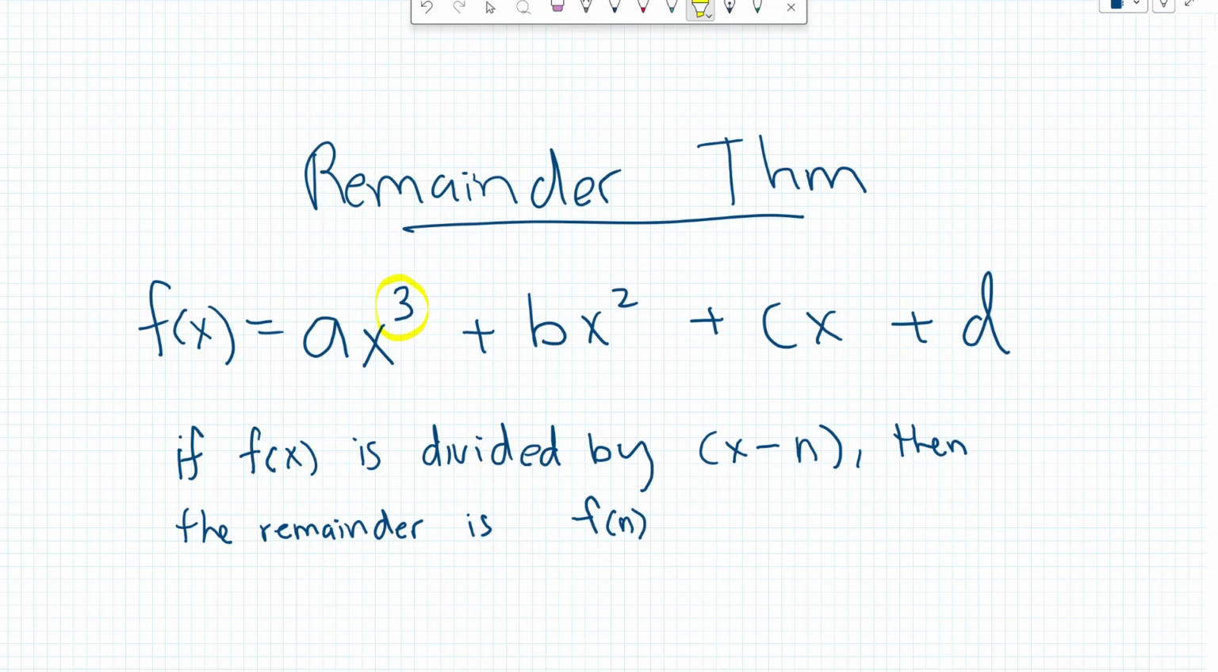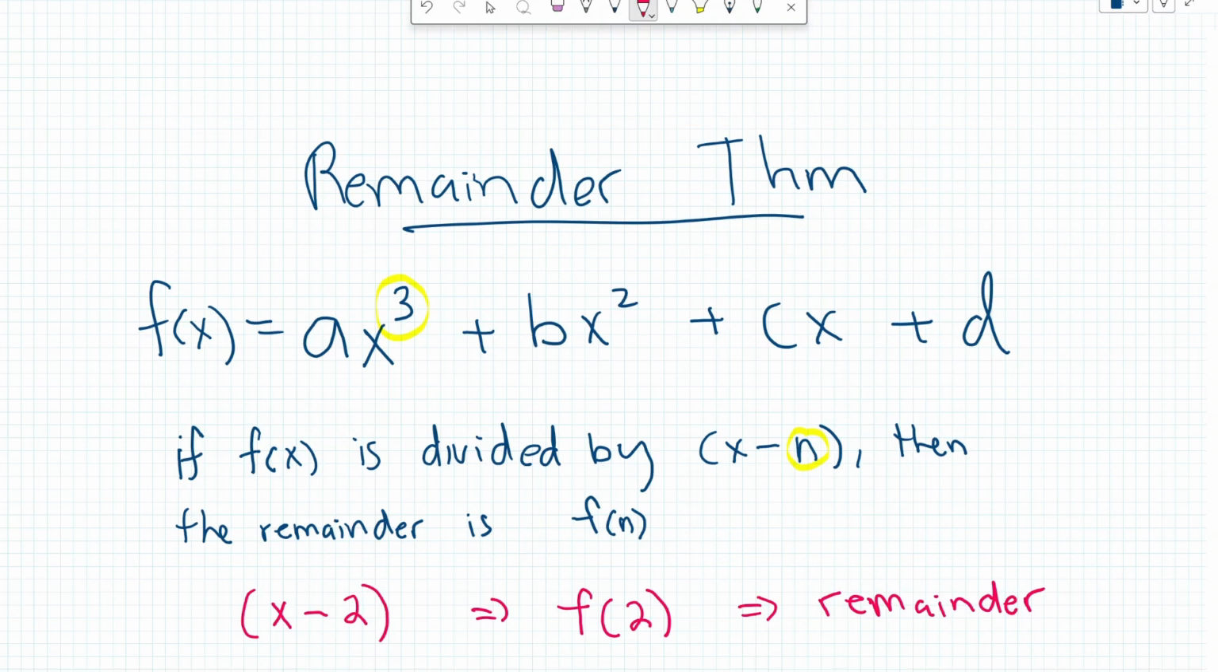It tells us that if f of x, our polynomial, is divided by x minus n, then the remainder is f of n. So say, for example, we wanted to check what is the remainder of our function if we divide this by x minus 2. That means that we would then plug in this 2 into our polynomial, so we would have f of 2, and that there would be our remainder.